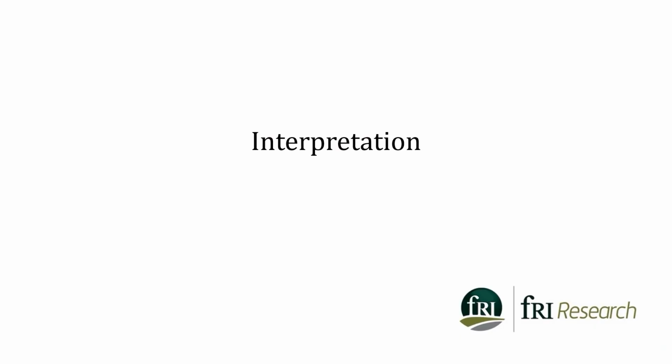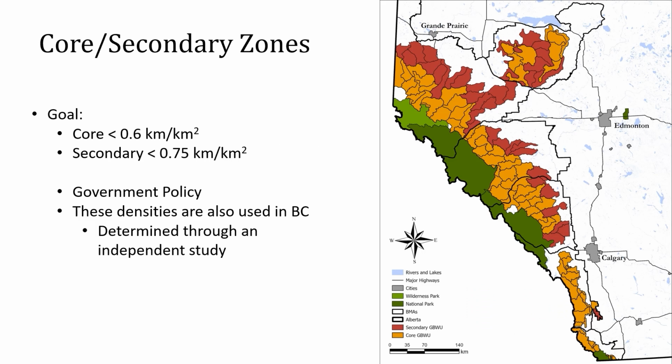Very important to all of our tools is how we interpret them. We're going to go through a little bit of the interpretation process in this next section. Over here, we have a map of our core and secondary access management zones. And just to reiterate, our goal is to have below 0.6 kilometer by kilometer squared road density within our core access management zones and below 0.75 kilometer by kilometer squared road density within our secondary access zone. This is concurrent with government policy within the grizzly bear recovery plan.